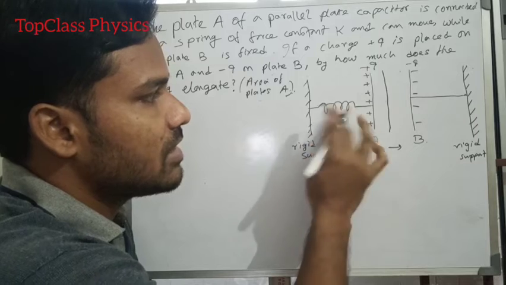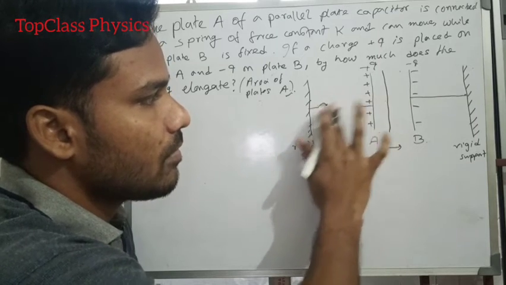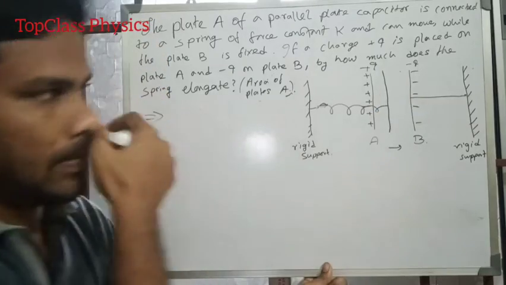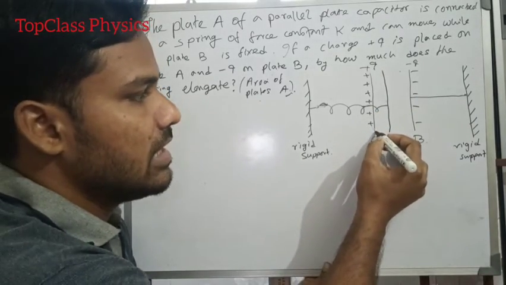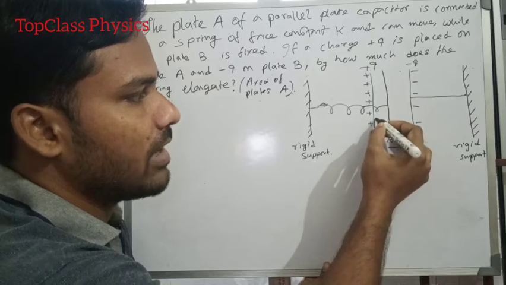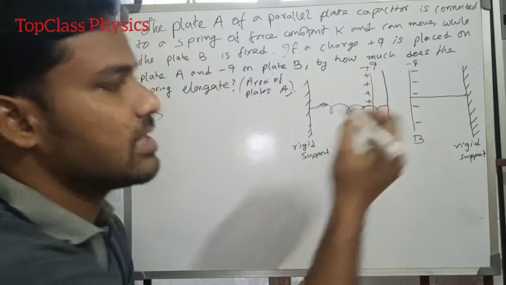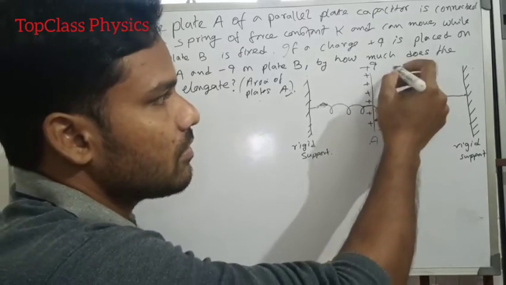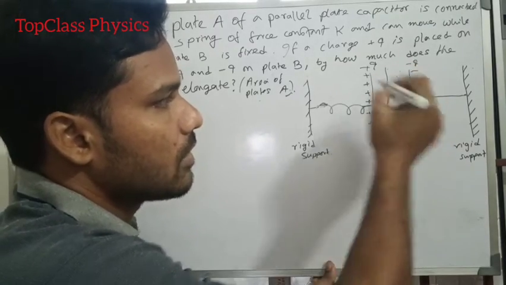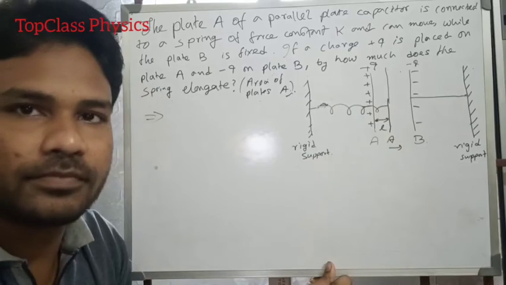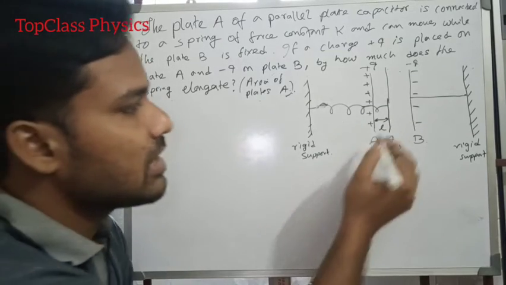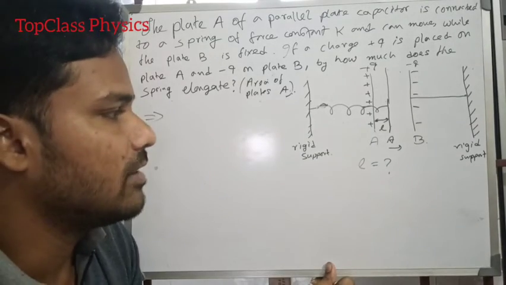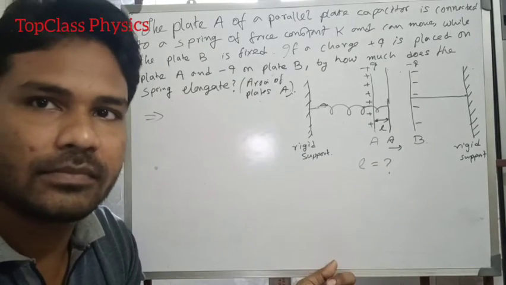So the spring now elongates like this. This is the initial position and this is now the final position, and it elongates by a distance, say L. Clear? This is now the final position and the spring is elongated. So our question is to find the L value. What is the value of L, or what is the equation of L? Clear?